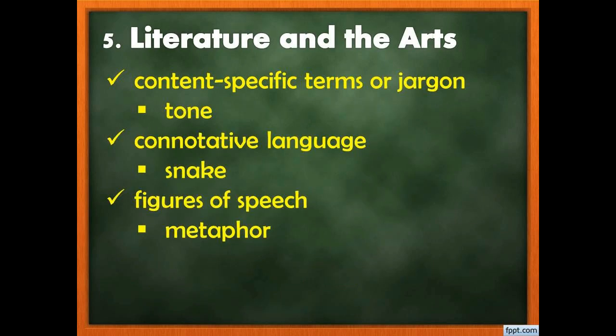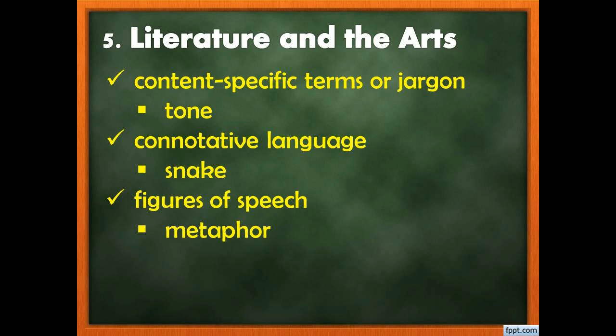And lastly is the text under literature and the arts. Like the other disciplines, this text type also has content-specific terms or jargon like tone, which means the speaker's or narrator's attitude towards the subject. Another is the use of connotative language, which means the implicit meaning of a word like snake. In literature, snake is not just an animal. When you call someone snake, he is considered a traitor.